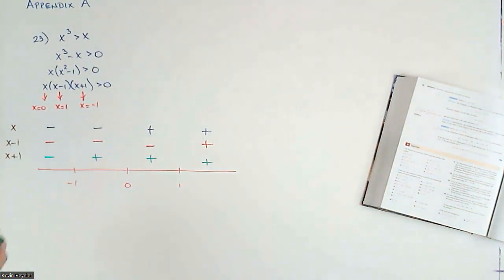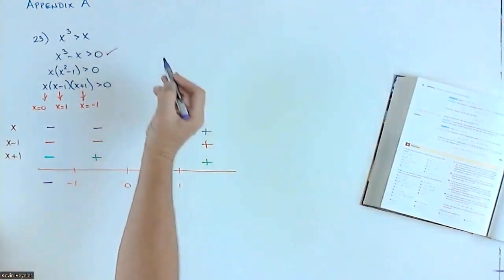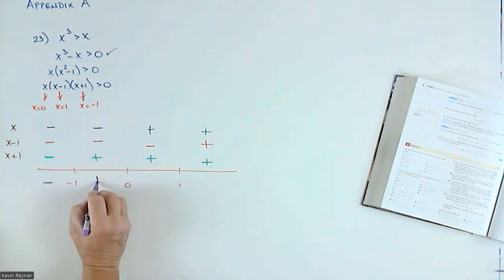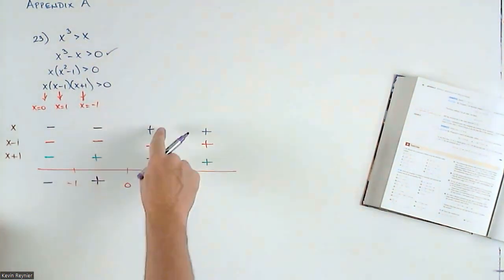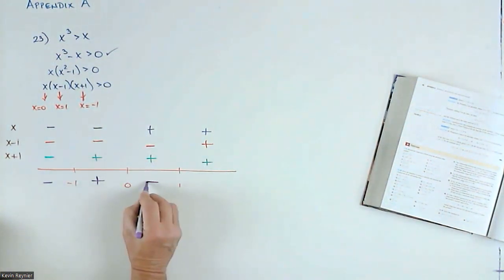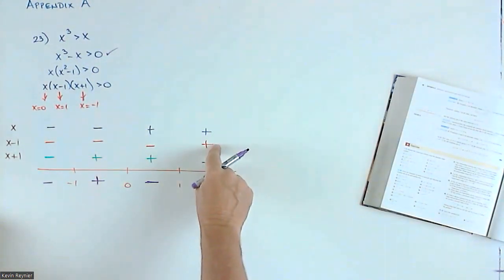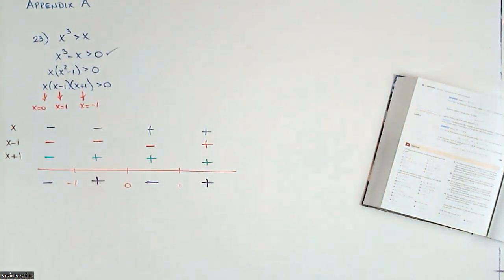And these are all multiplied together. That's why we're using this technique. Negative times negative times negative is negative. That is not what we're looking for. Negative times negative times positive is positive. That's part of our answer. Positive times negative times positive. Nope, that's negative. That is not part of our answer. Positive times positive times positive is positive. That is part of our answer.